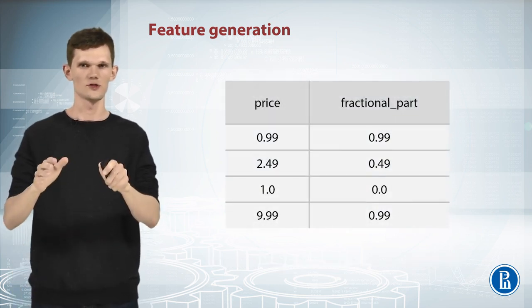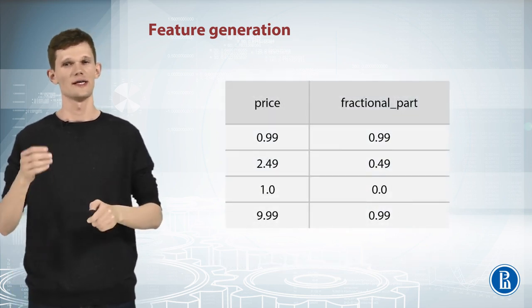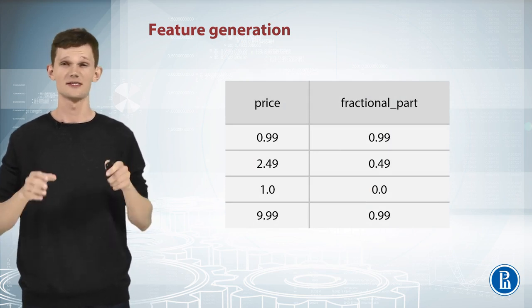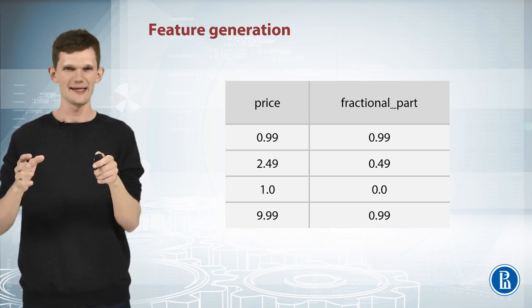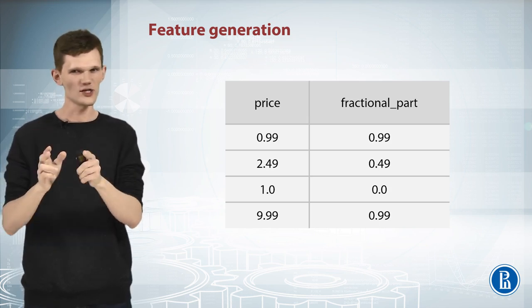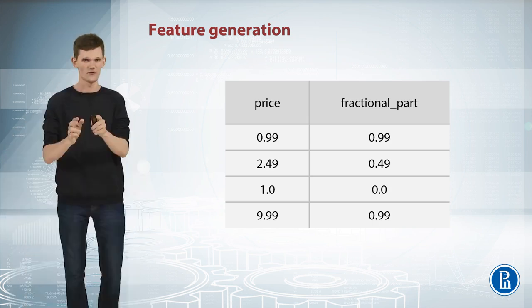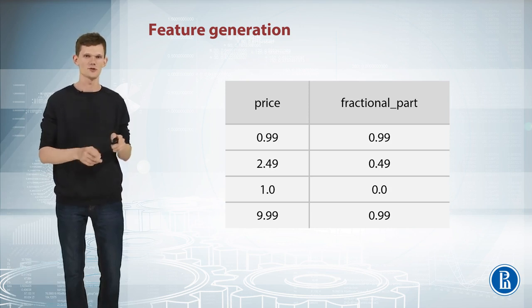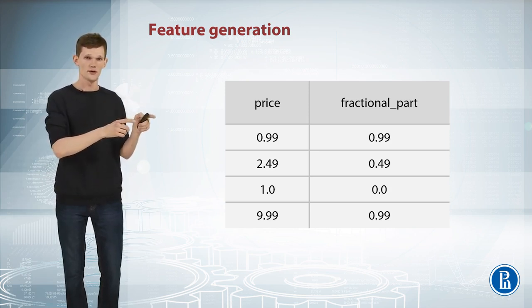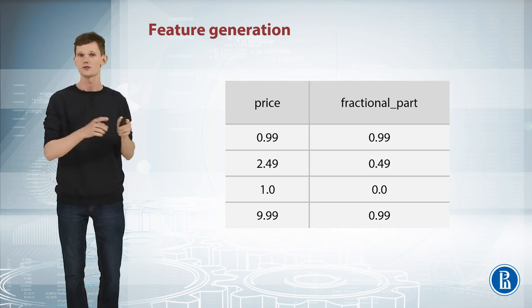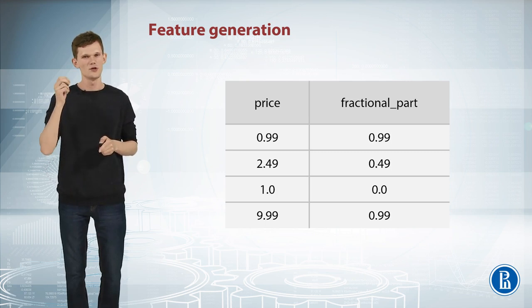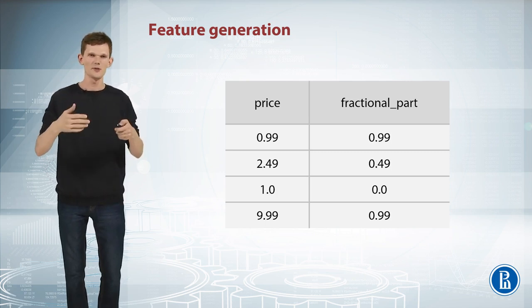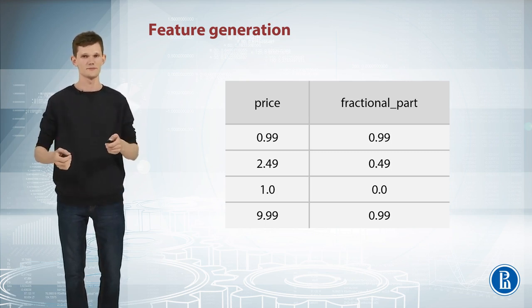The third example of feature generation for numeric features is also very interesting. Sometimes, if we have prices of products as a feature, we can add a new feature indicating the fractional part of these prices. For example, if some product costs 2.49, the fractional part of its price is 0.49. This feature can help the model utilize the differences in people's perception of these prices.